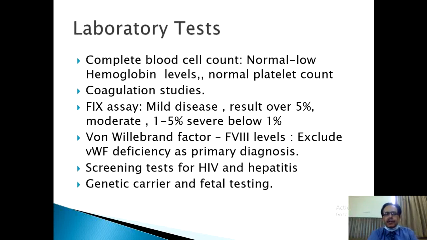Then next you check the von Willebrand factor and factor 8 levels. Exclude von Willebrand deficiency as the primary diagnosis. Then you have to do the screening test for HIV and hepatitis. As I mentioned earlier, they may be implicated in the pathogenesis of hemophilia B or Christmas disease. Then you have to check the genetics of the patient, especially in the fetuses.